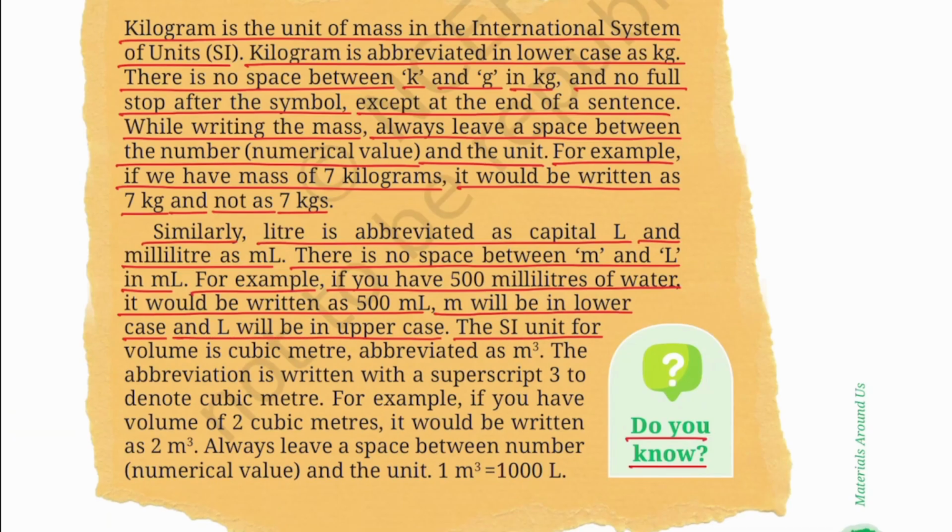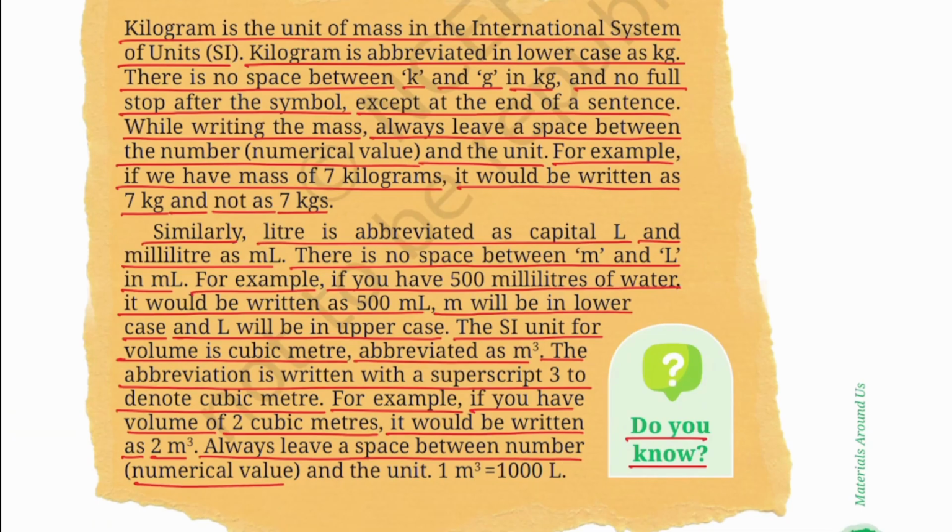The SI unit for volume is cubic meter, abbreviated as m³. The abbreviation is written with a superscript 3 to denote cubic meter. For example, if you have a volume of 2 cubic meters, it would be written as 2 m³. Always leave a space between the numerical value and the unit. 1 cubic meter is equal to 1000 liters.